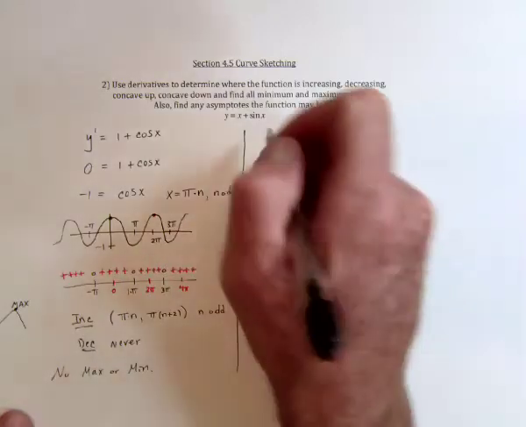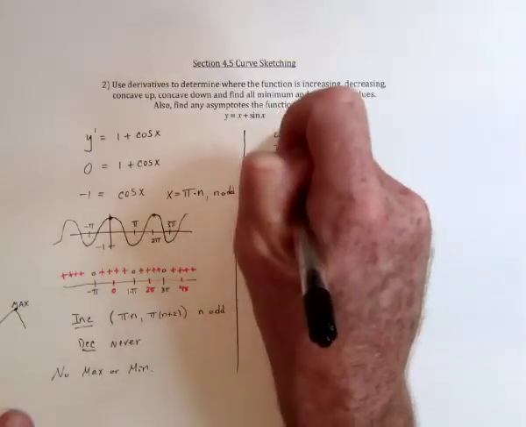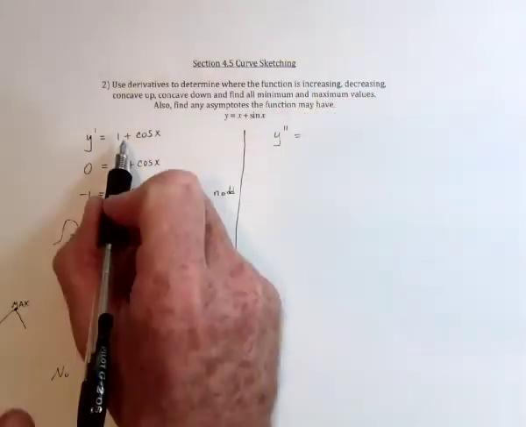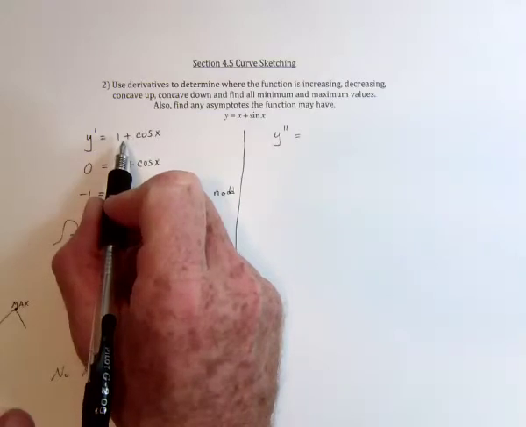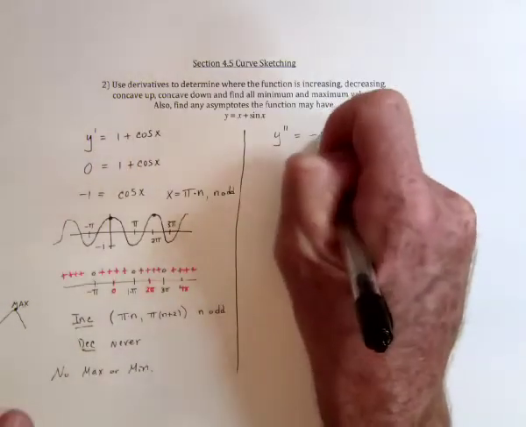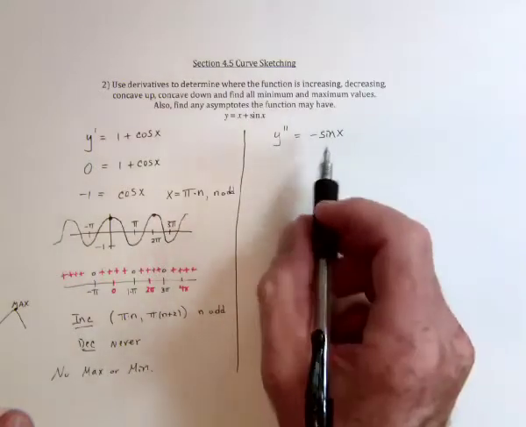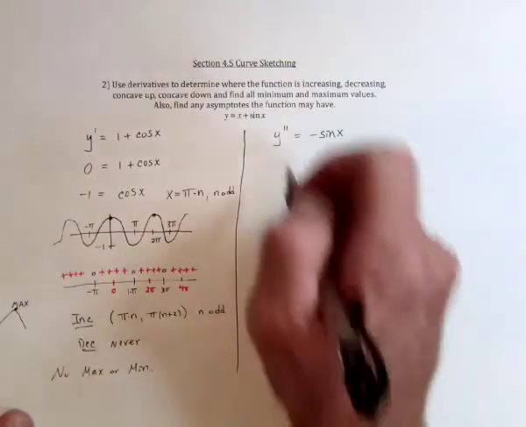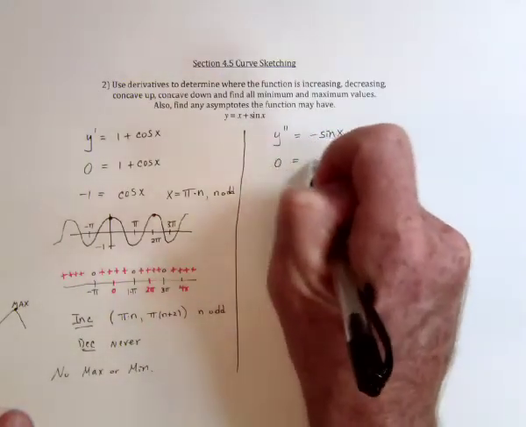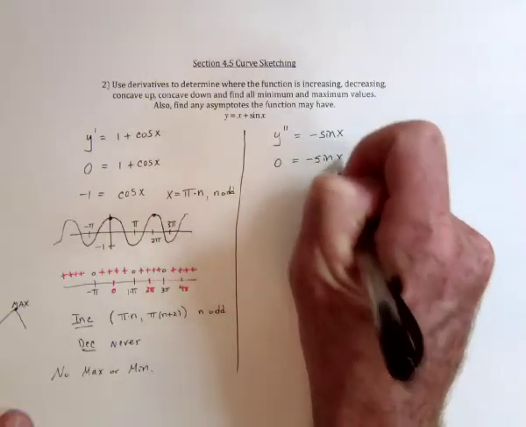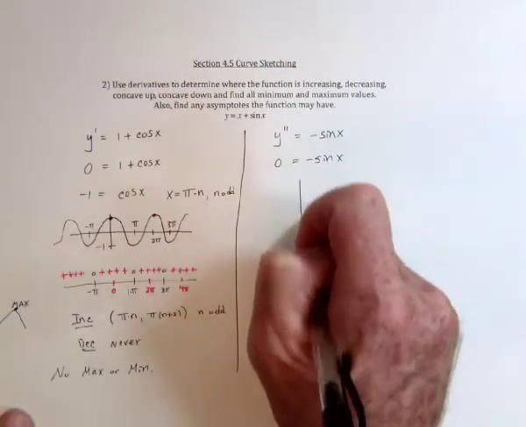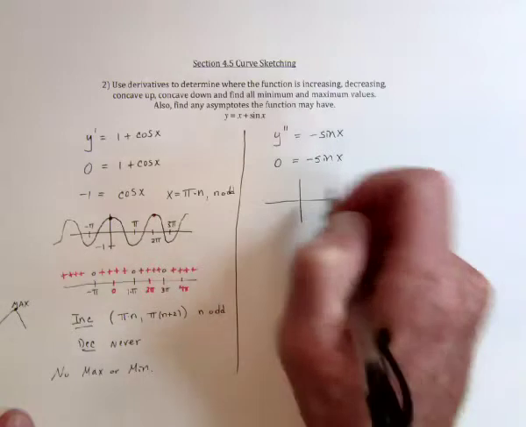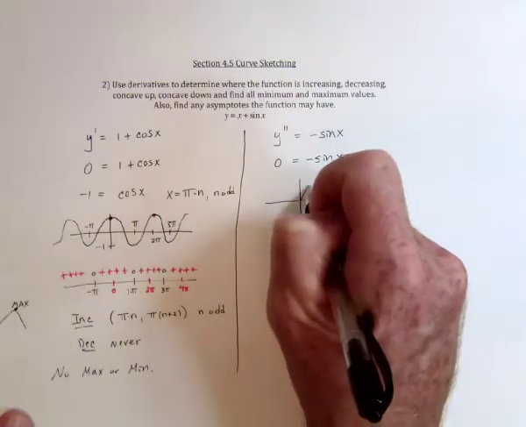Okay, next, how about the second derivative? So the second derivative is going to be the derivative of this, which is 0 minus sine of x. And there's no places where this is undefined, so we just need to find out where it is equal to 0. So multiply both sides by -1, and it says, when does sine equal 0?